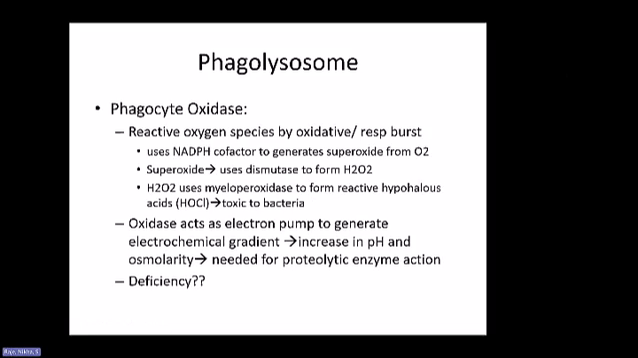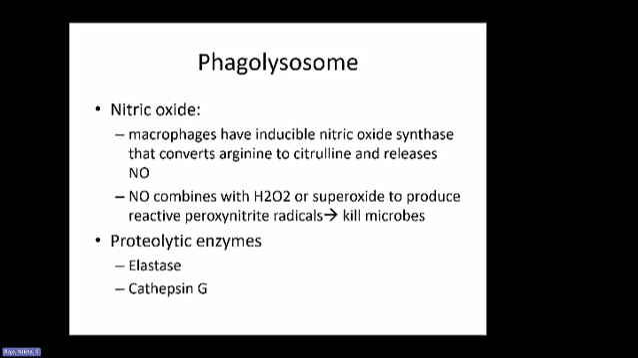The oxidase acts as the electron pump to generate an electrochemical gradient. It increases pH and osmolarity, and that's actually needed for the proteolytic enzyme action. So even though we think about NADPH oxidase as playing a major role, this electrochemical gradient also plays an important role in that overall reaction or response. A defect in this, we know, causes chronic granulomatous disease.